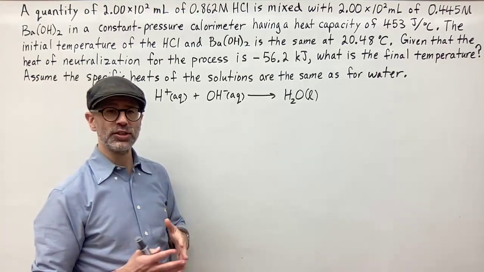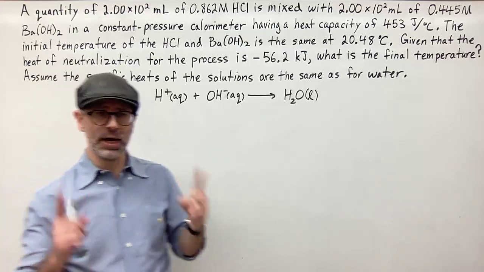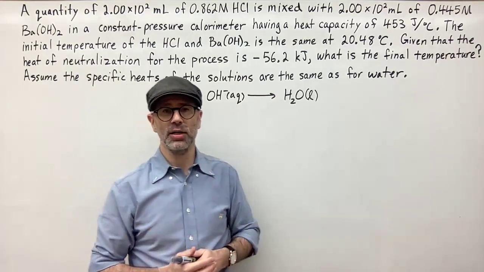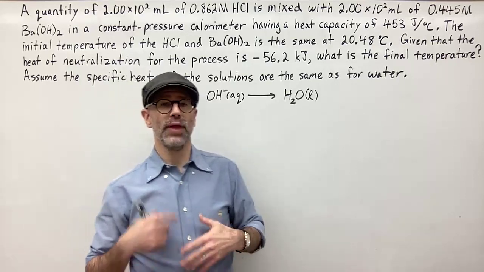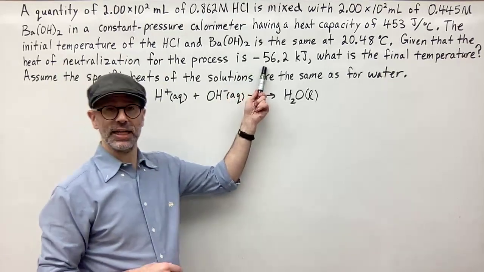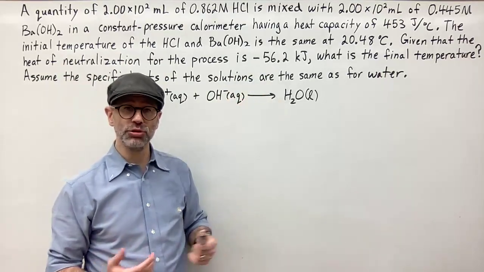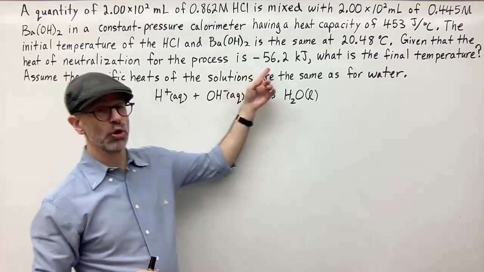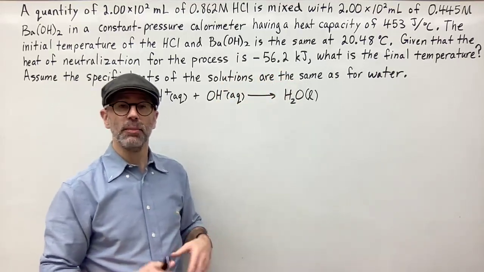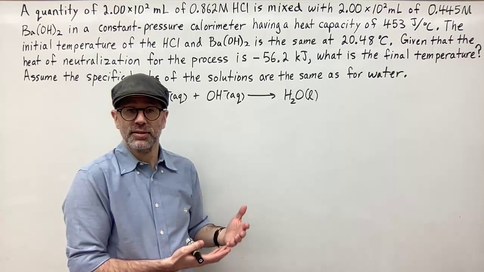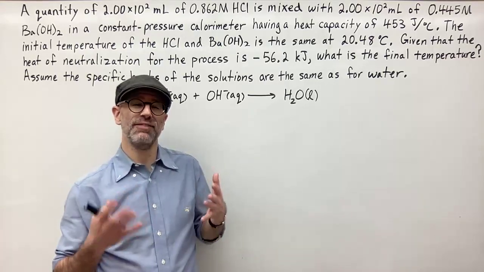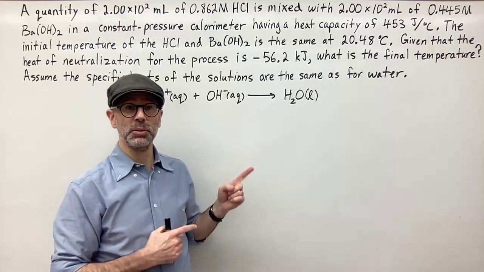The first thing we want to do: we have two amounts of reactants being mixed together in our calorimeter, so that reaction is going to produce heat. You see here, it's negative 56.2 kilojoules, and that's per mole of product formed. But we don't know how much product is actually formed because we don't know what the limiting reagent is. So that's the first thing we need to do, figure out the limiting reagent.